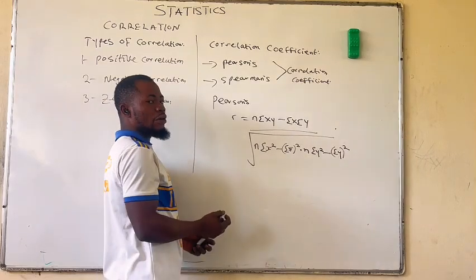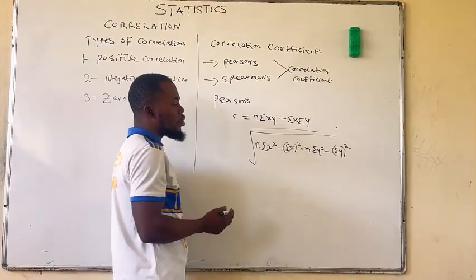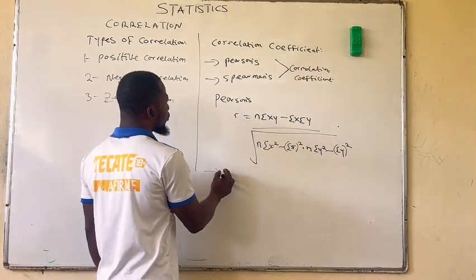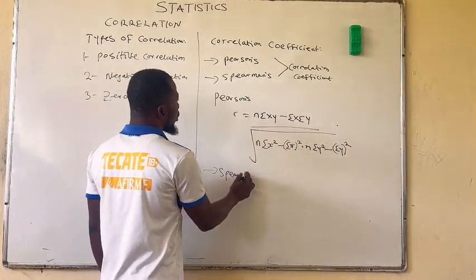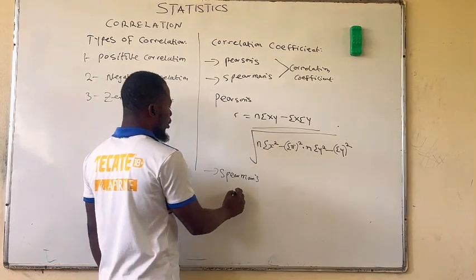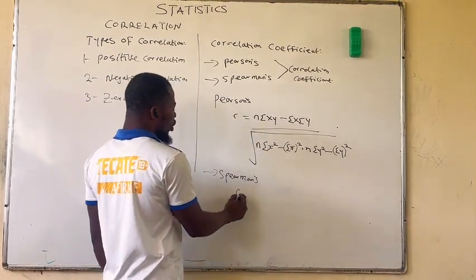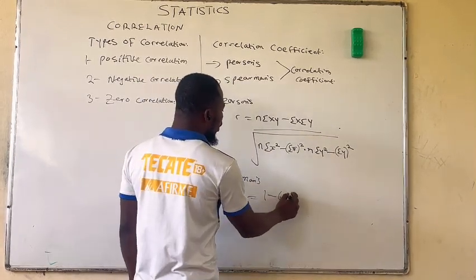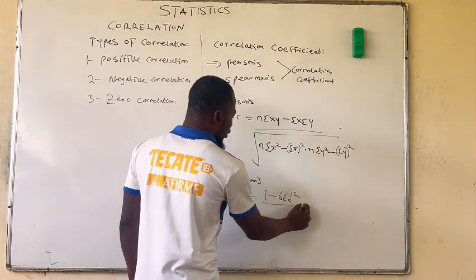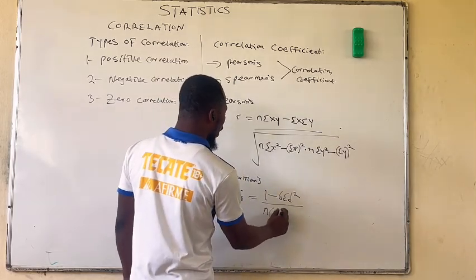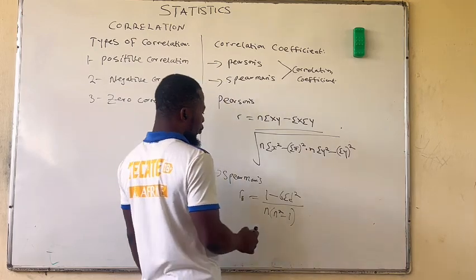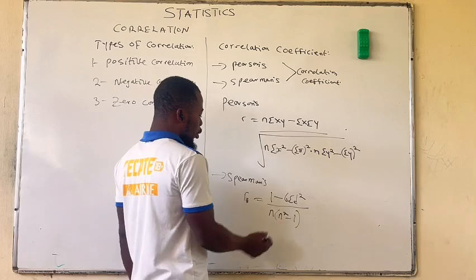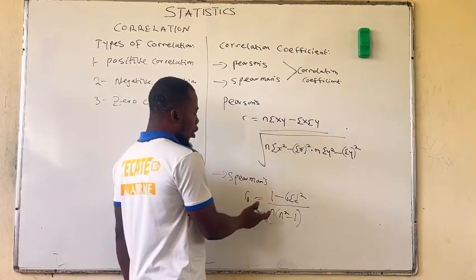Our n here is the number of observations, where x and y stand for our variables. For the Spearman, the formula is, our rs, that is the Spearman correlation coefficient, is equal to 1 minus 6 summation of d square divided by n into n square minus 1. In this case, our d is the difference between two ranks, whereby our n is the number of observations.